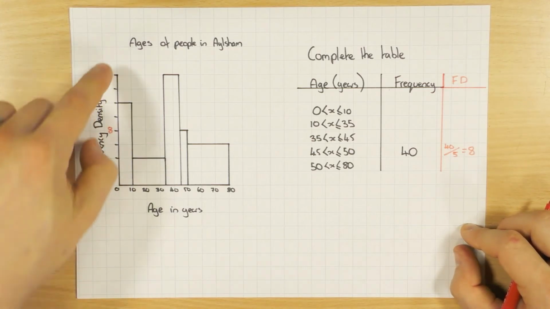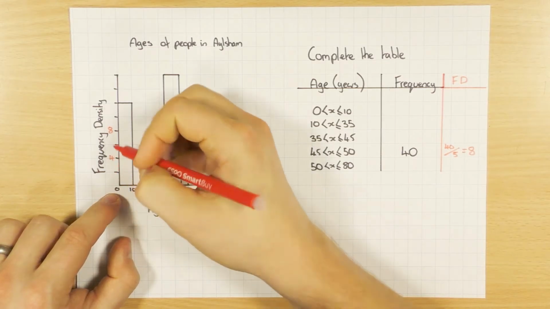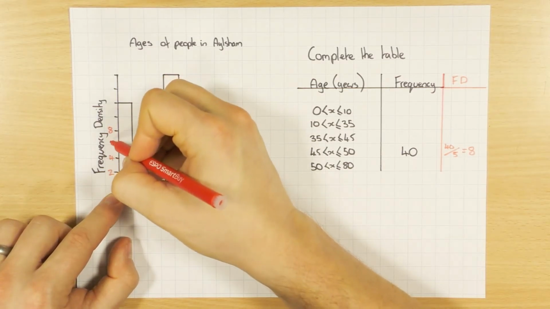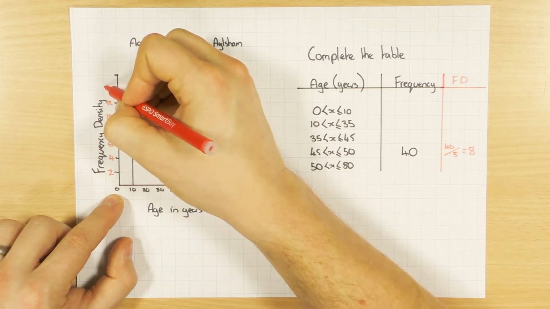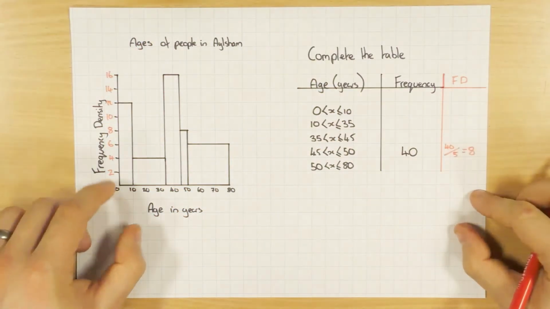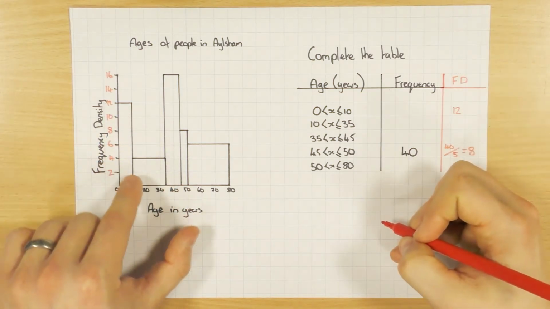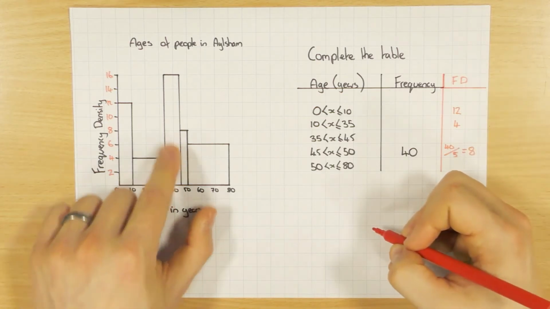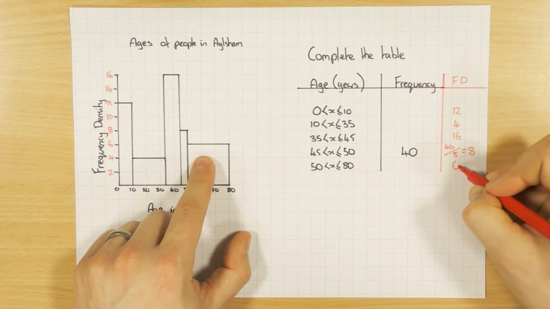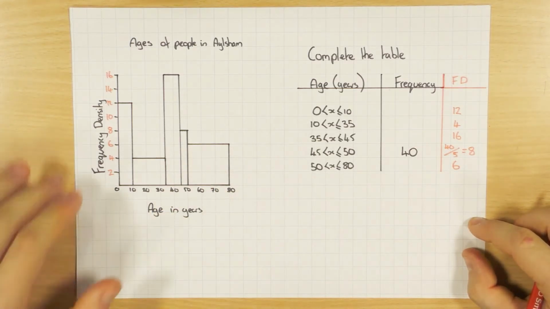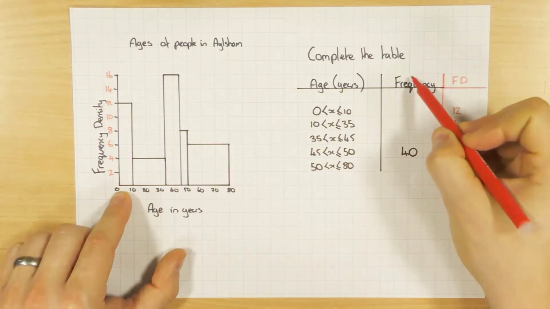Once you have a value on your y-axis, you can then fill in the rest of it. So obviously halfway would be 4, and in between 0 and 4 would be 2, and in between 4 and 8 would be 6. So we're going up in 2s, so 10, 12, 14 and 16. So we could fill in our frequency density for the first one. It's 12. Then next one would be 4. This one would be 16. And this one here would be 6. Once you have that, going back to what we said in the first example, work out the area of each bar to get the frequency.